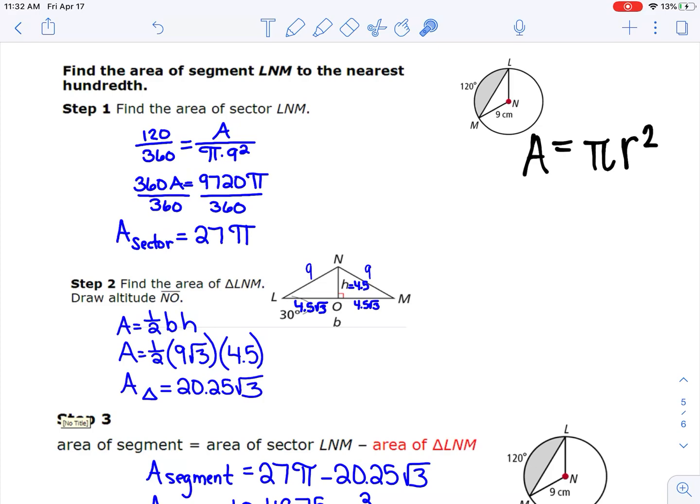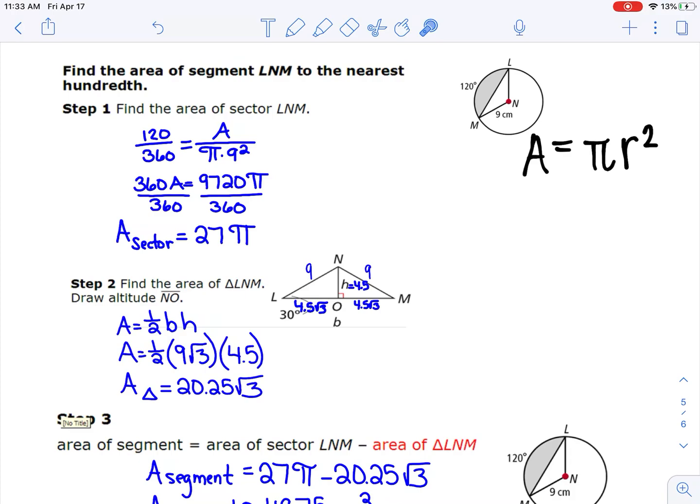Once you have your proportion set up, we can cross multiply, taking 360 times A and setting that equal to 120 times pi times 9 squared. So that gives us this step right here, 360A equals 9,720 pi. Then, to get A by itself, we can divide both sides by 360. And that gives us the area of sector LNM equals 27 pi.